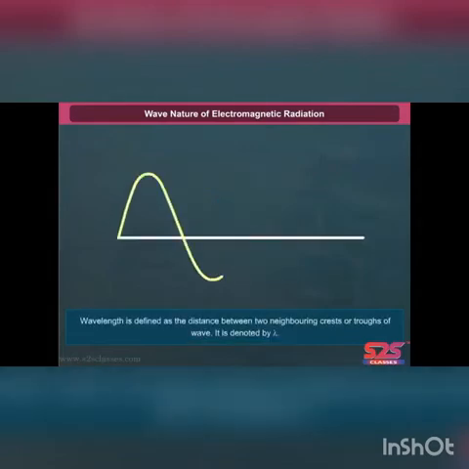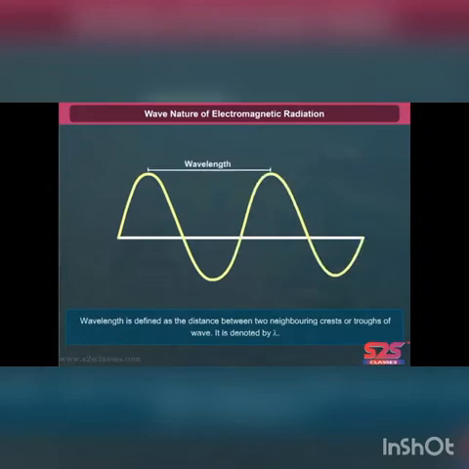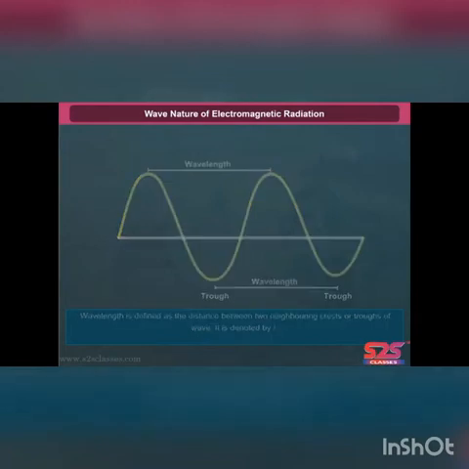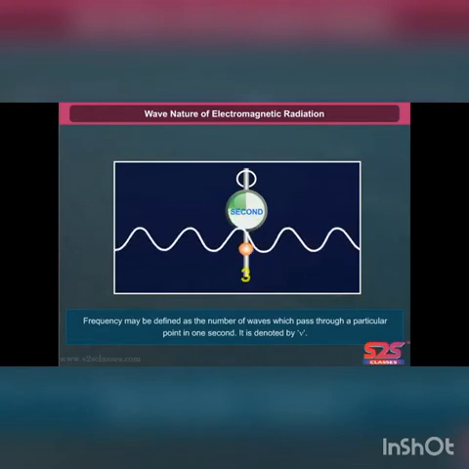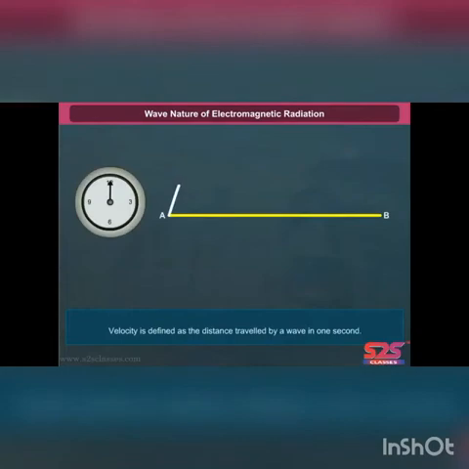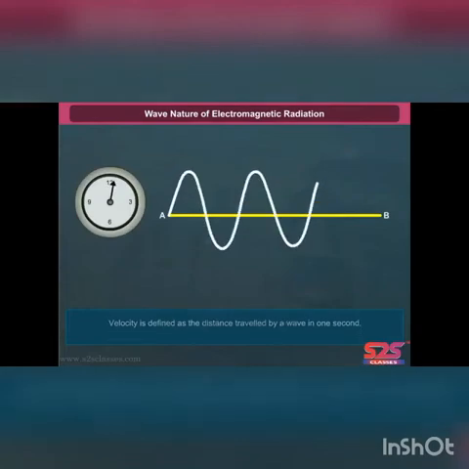Wavelength is defined as the distance between two neighboring crests or troughs of a wave. It is denoted by lambda. Frequency may be defined as the number of waves which pass through a particular point in 1 second. It is denoted by nu. Velocity is defined as the distance traveled by a wave in 1 second.